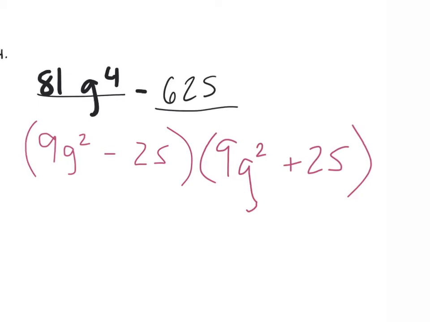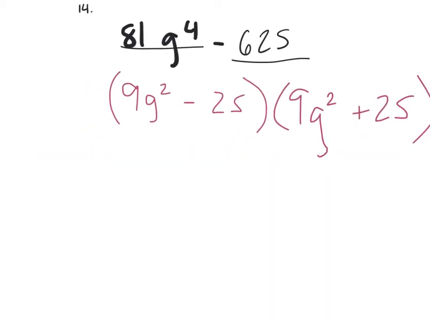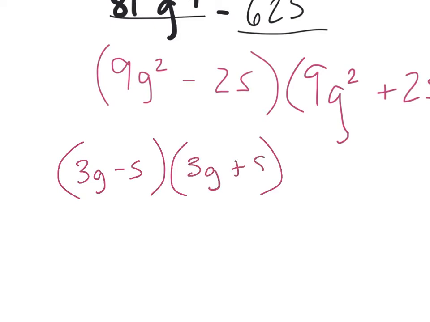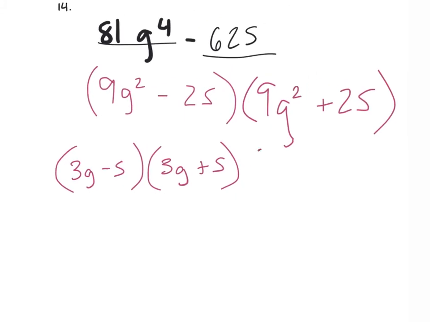Yep, because we see that 9g squared minus 25 is another difference of perfect squares. So what would this break down into? 3g minus 5 and 3g plus 5. And then we can't break down the 9g squared plus 25, so that just stays there.